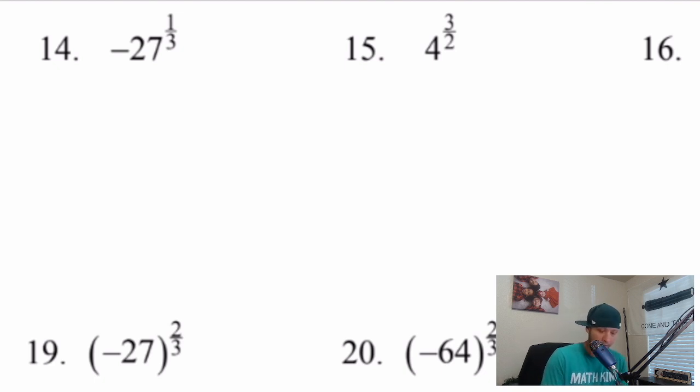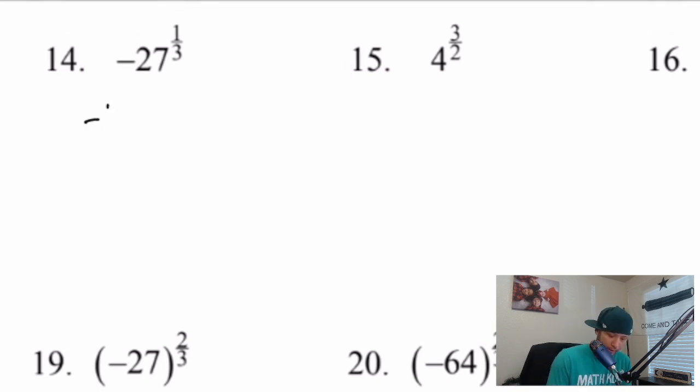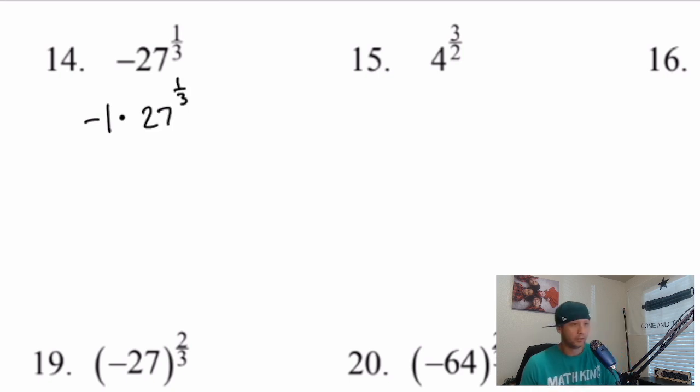So let's look at number 14. 14 is saying that negative 1 times the cubed root of 27. And we already know, at least by now, that the cubed root of 27 is going to be 3. So this is basically negative 1 times 3, which is negative 3.